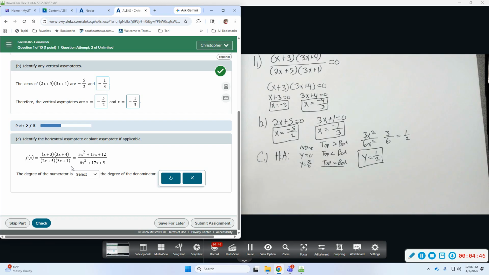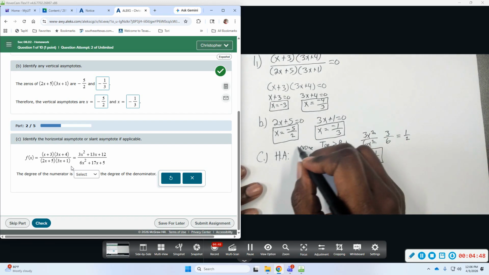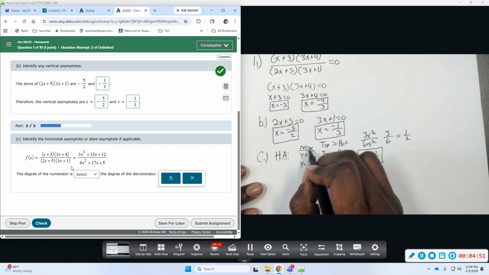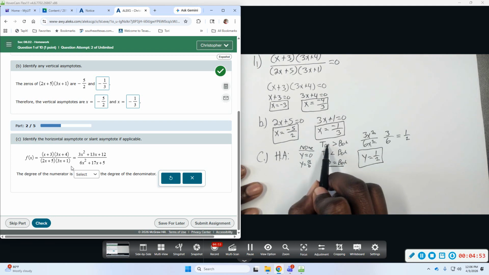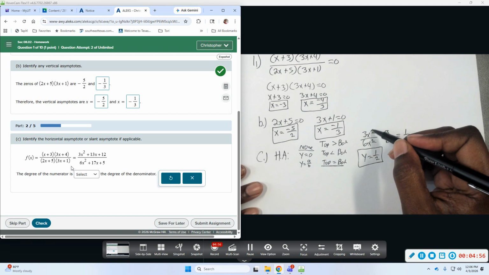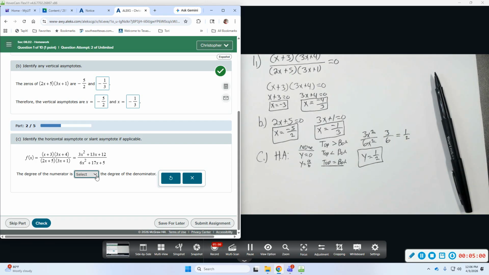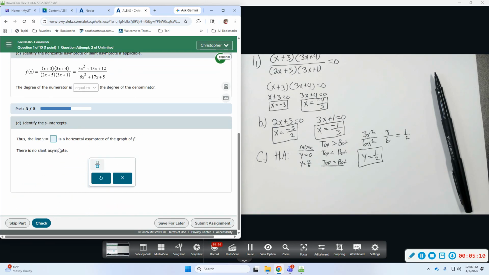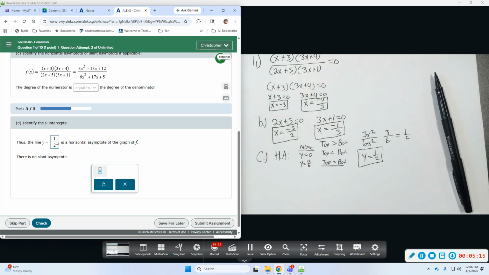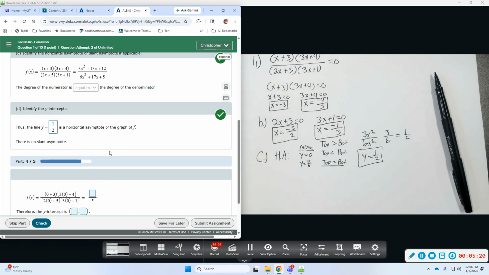Now, sometimes you will pick a slant asymptote up. That will be in the case where you do not have a horizontal asymptote. If the top is exactly 1 more than the bottom, so let's say that the top was 3 and this was 2, you would pick up a slant asymptote. In this case, they're showing us that the degree of the numerator is equal to the degree of the denominator. Thus, the line y equals 1/2 is our horizontal, and there's no slant.